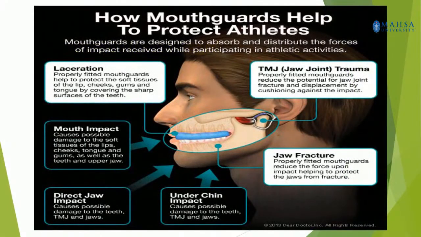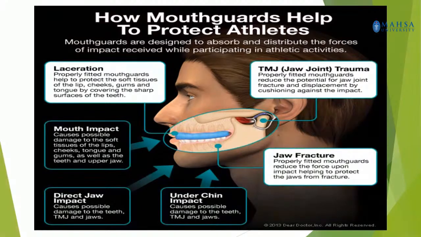Okay, so now moving on to the mechanism of the mouthguard. Here you can see the diagram, and the main purpose of a mouthguard is to absorb and distribute the forces of impact received while participating in athletic activities. So these are a few impacts that could happen during a sport. The first one is laceration. A properly fitted mouthguard can help to protect the soft tissues of the lips, cheeks, gums, and tongue by covering the sharp surfaces of the teeth.